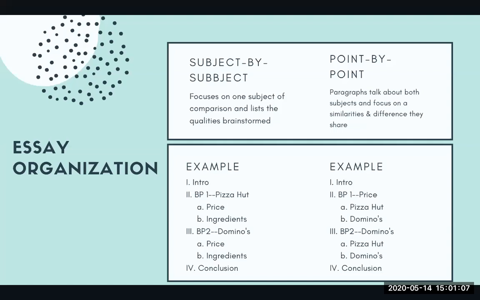And then in your second body paragraph, there's a typo there. It's supposed to say ingredients. So in your second body paragraph, you'd be talking about the ingredients, and you'd be talking about Pizza Hut and Domino's different ingredients. So what's the difference? Do they use similar ingredients? Do they use different ones? Do they get their ingredients from the same locations? Stuff like that. And then finally, you'd have your conclusion.